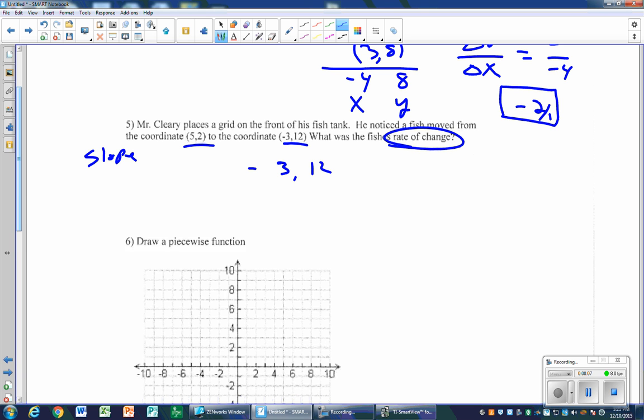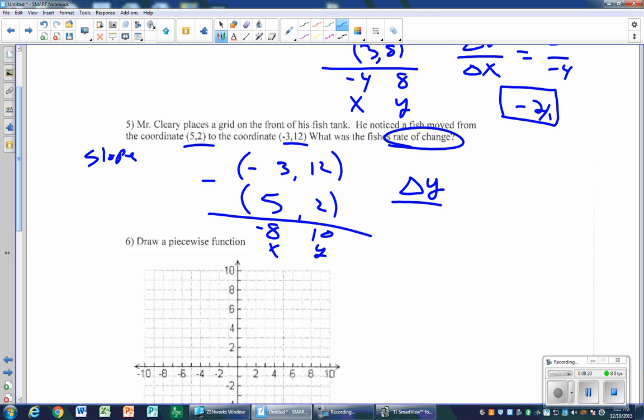So I take -3, 12, put down 5, 2, subtract them. I get -8 and 10. That's the x. That's the y. Yes, you do have to write down delta y over delta x equals 10 over -8. Or that's the same thing as -10 over 8. Or the same thing as -5 over 4. All three of those are correct.